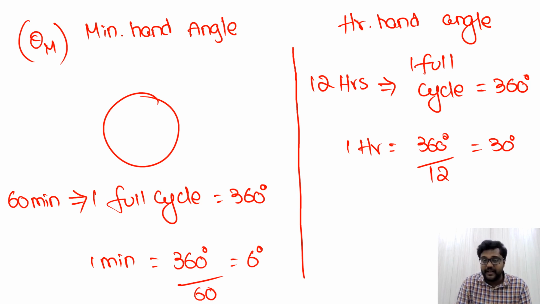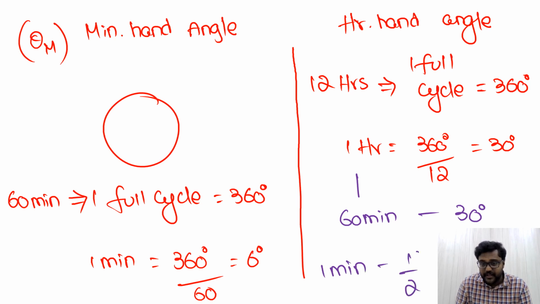at 4 o'clock, the hour hand is exactly at 4, but at 4:30, the hour hand is between 4 and 5. It is not at 4, it is in between 4 and 5. So the hour hand is moving with respect to minutes as well. Here you should understand: 1 hour means 60 minutes, and in 60 minutes it creates 30 degrees. So in 1 minute, it will create half a degree.